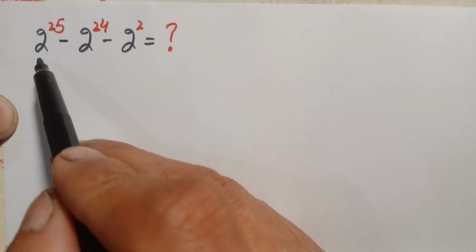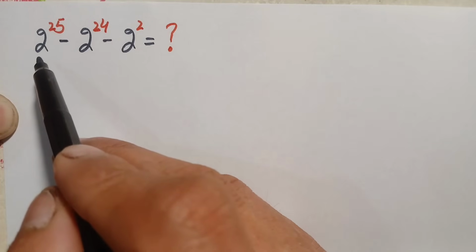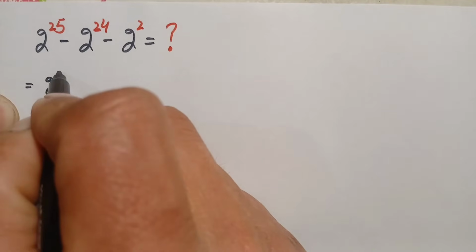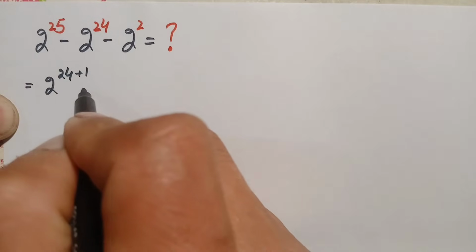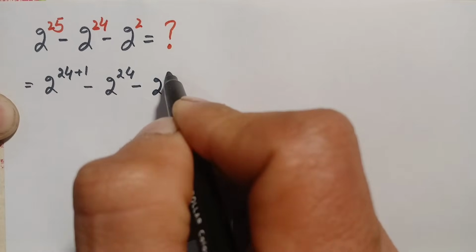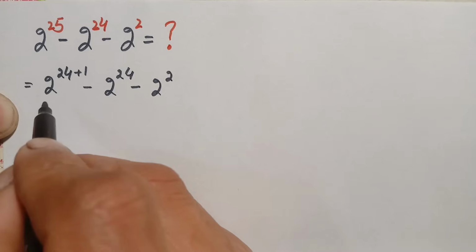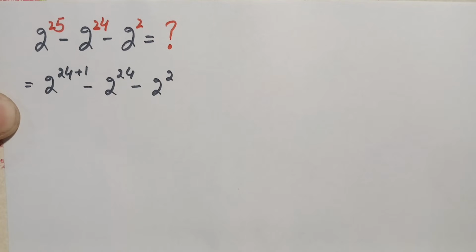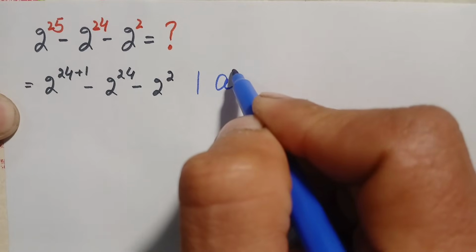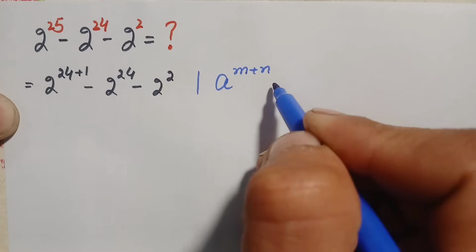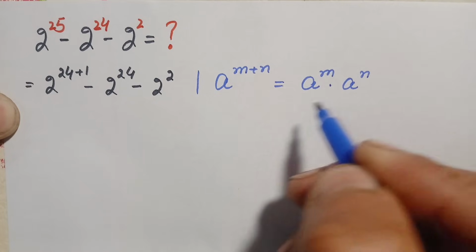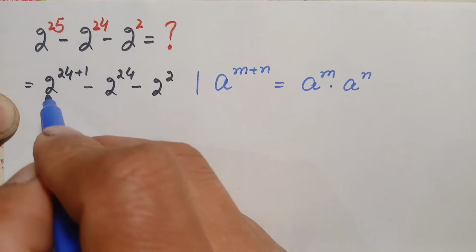For that, here we will use an exponential identity in the first term. So we can write this first number as 2 raised to power 25, but 25 can be written as 24 plus 1, minus 2 raised to power 24, minus 2 square or 2 raised to power 2. Here in this number we will use an exponential identity, a raised to power m plus n, which can also be written as a raised to power m times a raised to power n. So using this identity, we will split these two powers.